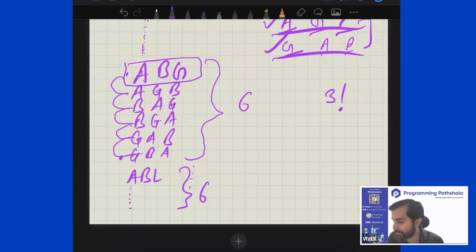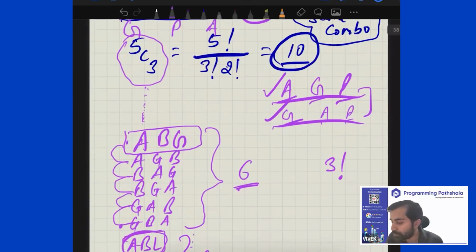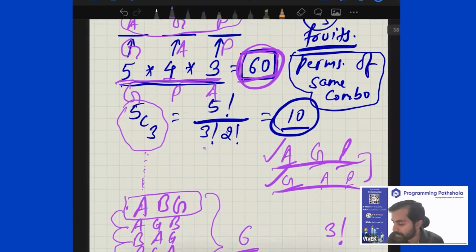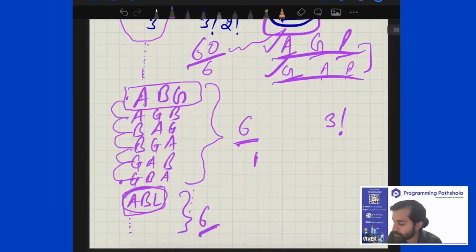So what I can say is that every unique combination is getting repeated 6 times. Why? Because of its permutations. So the moment I divide this 60 by 6, I get the correct answer, which is 10. Are you able to connect the dots? So that's the idea. Now you will very clearly understand the formula of NCR.